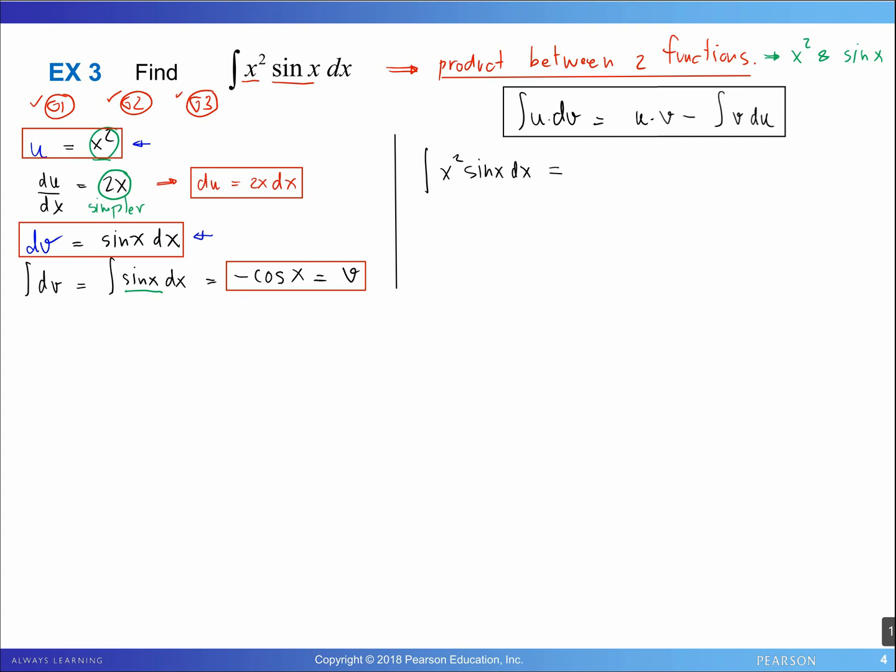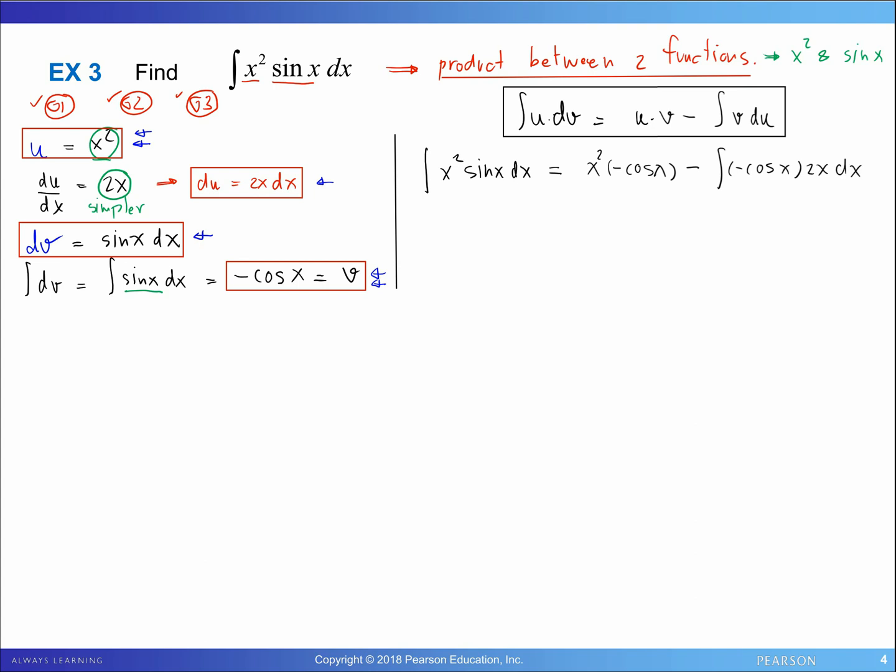Equal to u dot v. u is x squared. v is minus cosine x. So let's put them together. We have x squared times minus cosine x minus integral of v, which is equal to minus cosine x, and then du, which is equal to 2x dx.